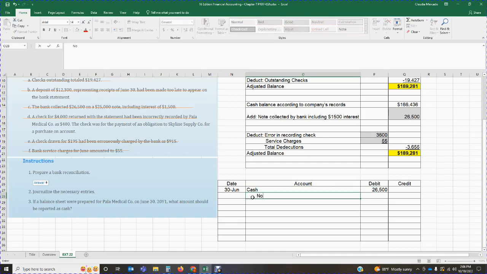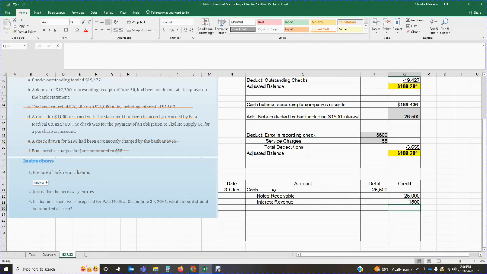Now, the principal is going to go towards our notes. So we're going to credit our notes receivable for the amount of the principal payment. The principal was $25,000. We are paying $25,000 down on the note. And then we have interest revenue. We generated interest, so we have interest revenue of $1,500.